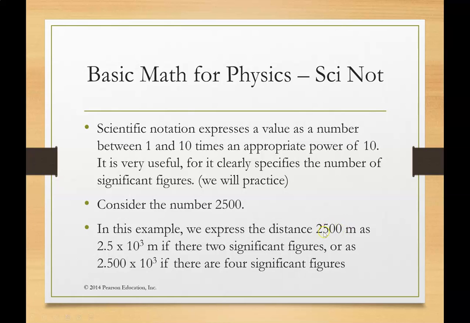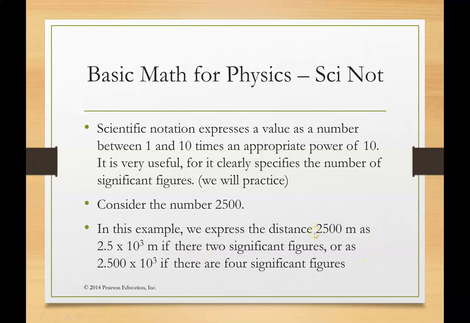Then what you need to do is count how many places you had to move that decimal to get it back to 2,500. So for 2.5, I need to move it 1, 2, 3 places to the right, so it's a positive exponent. And then we'll go through some more examples.